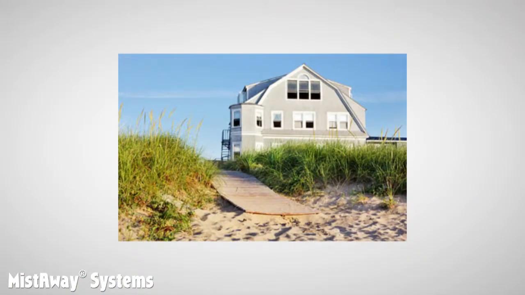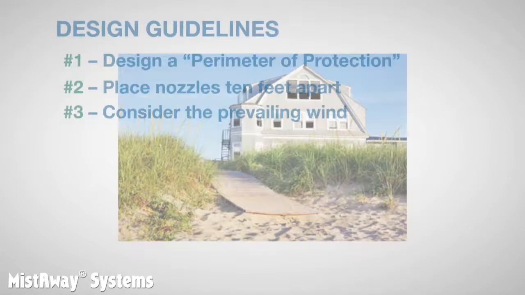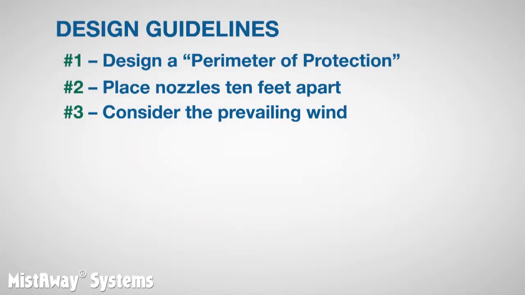For example, in many areas along the coast, the wind almost always blows from water to land. In this case, mist from nozzles positioned on the lee side of the house would drift off property. So guideline 3 is consider the prevailing wind as you plan the nozzle circuit.